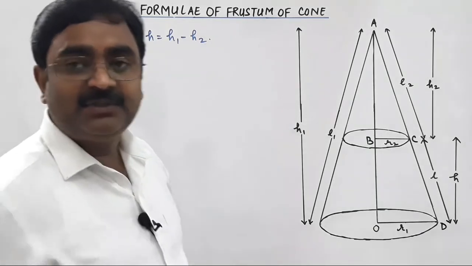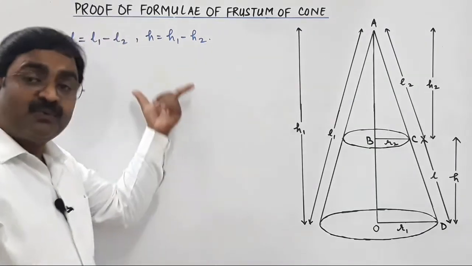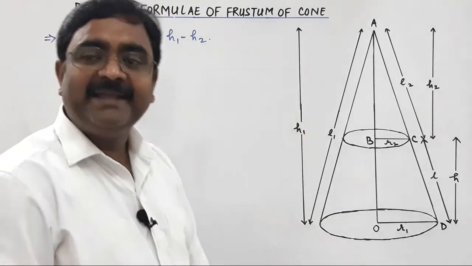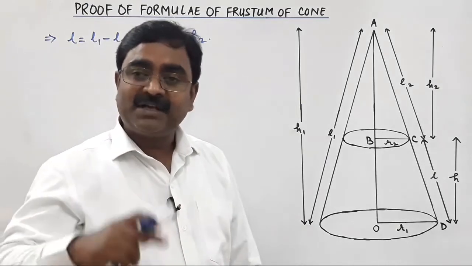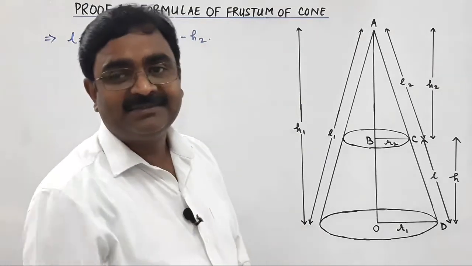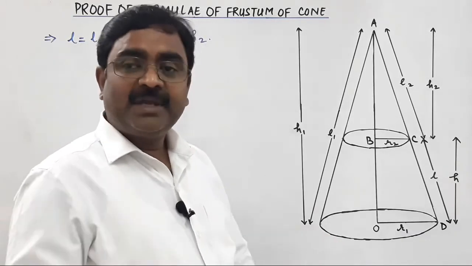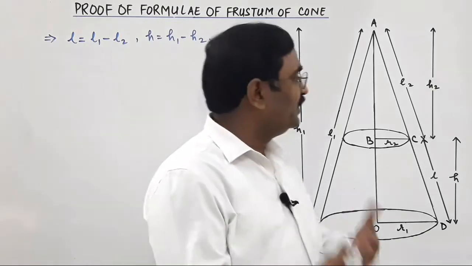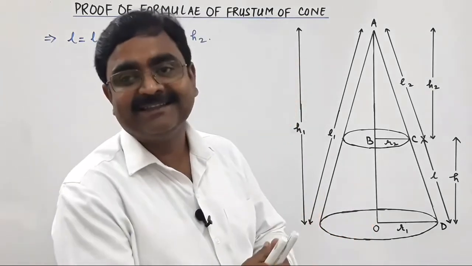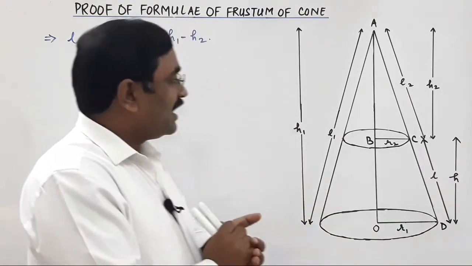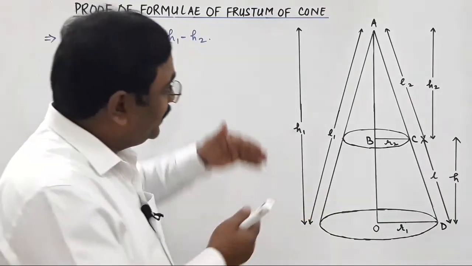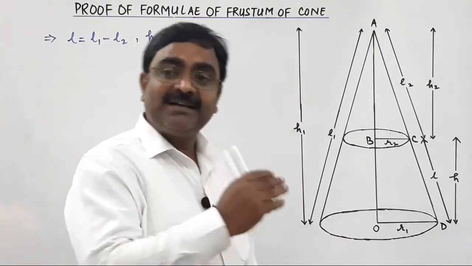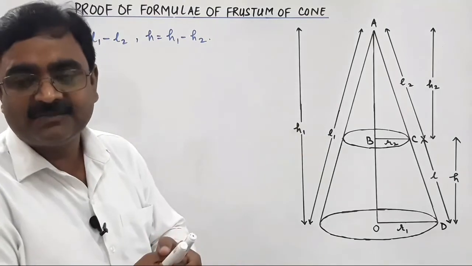So let us find out the volume. Let us prove that the volume of this frustum of the cone is equal to 1/3 pi h (R1 square plus R2 square plus R1 into R2). How will this be? To understand the volume of this frustum of cone, first let us discuss a few figures which look similar. In this figure the big cone and the small cone look similar, but one is big and the second one is smaller.